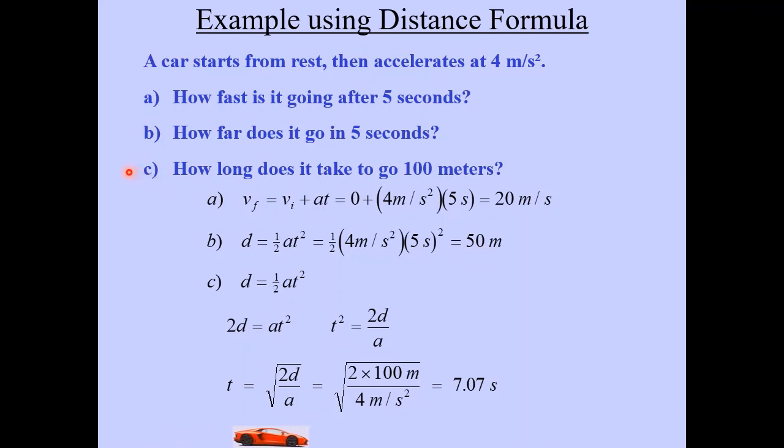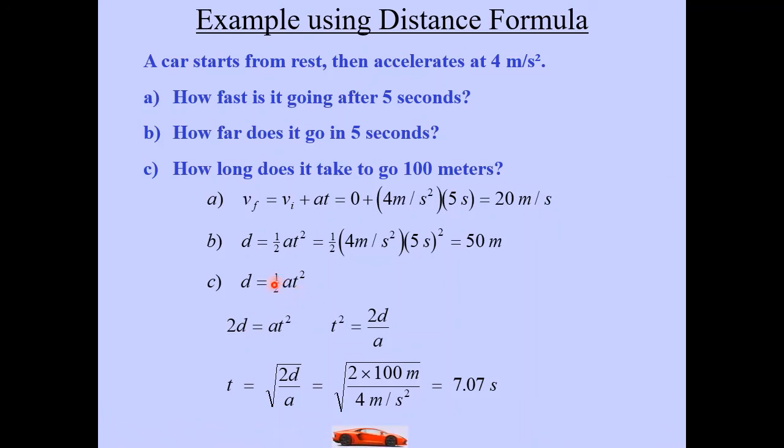The last part, how long does it take the car to go 100 meters? So in this case, we're going to use the distance formula again. Distance is equal to 1/2 a t squared, but we're going to solve this for the time, t. We want to figure out how long it takes. We know the distance here is 100. We know the acceleration is 4. We have to figure out what t is. So to do this, it's just a couple of steps. We have to get t all by itself.